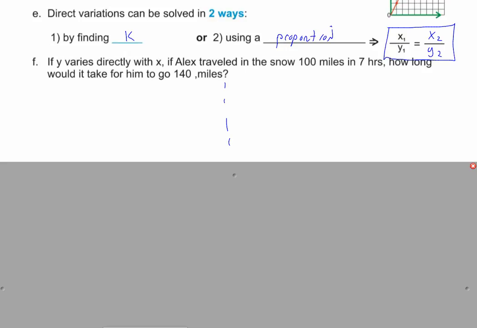All right, so here's the problem. If y varies directly with x, if Alex traveled in the snow 100 miles in 7 hours, how long would it take for him to go 140 miles? Stray comma there. Extraneous comma. Pretty simplistic problem.